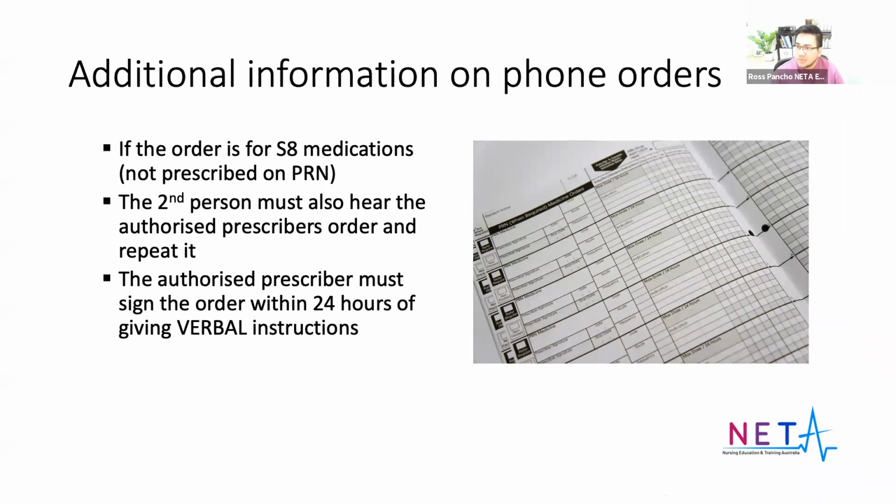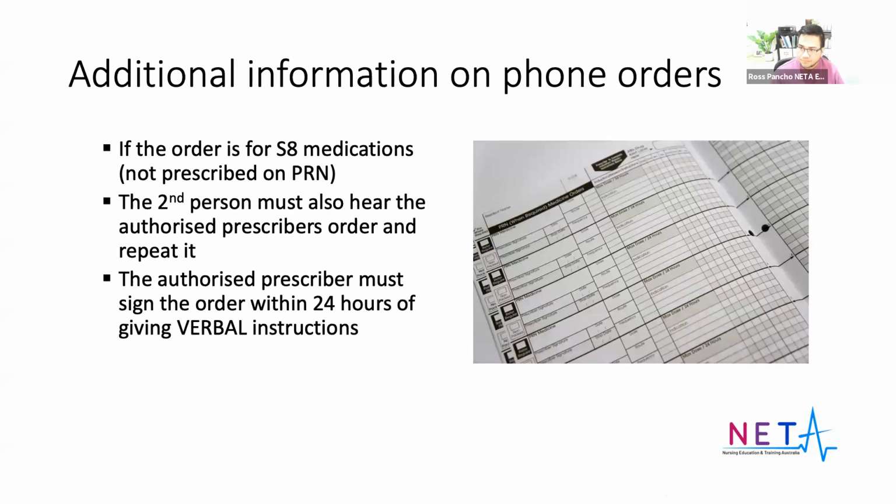So that doesn't really stop you from giving medications as a phone order. Now, the second person must hear the authorized prescriber's order and repeat it. Can you, as a second person, just pretend that you've heard what they said? How do you actually verify that you've heard it correctly? If I'm the second person who's taking the phone order from the doctor, how do I verify that I've actually heard the doctor's order correctly?